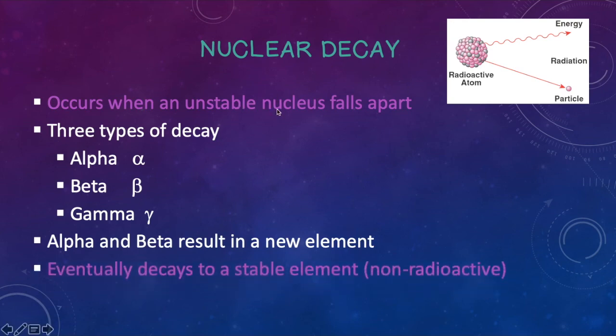Eventually, as the unstable nucleus falls apart, it will decay to a stable element. It won't be radioactive anymore. There's no reason for it to keep splitting apart. And then you just have that different atom than you started with.